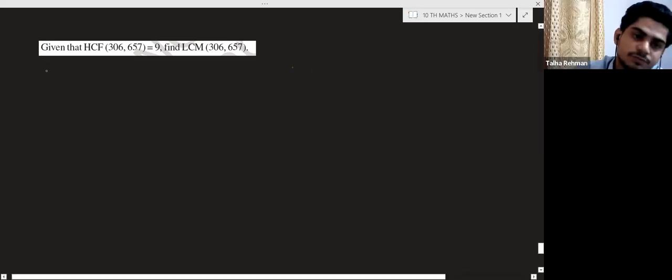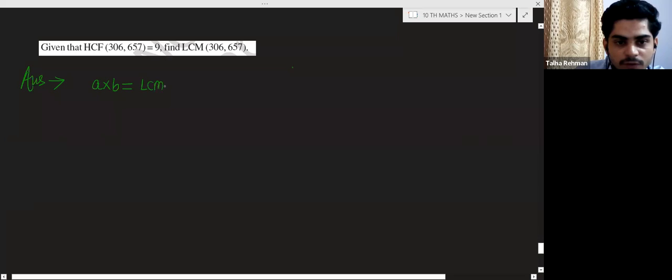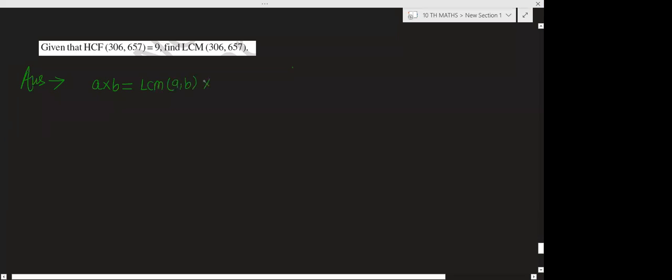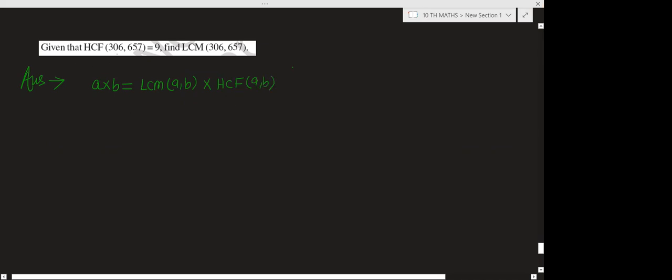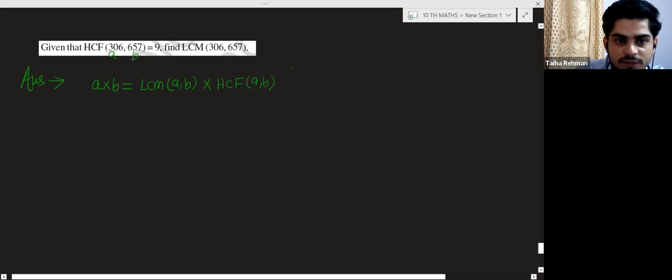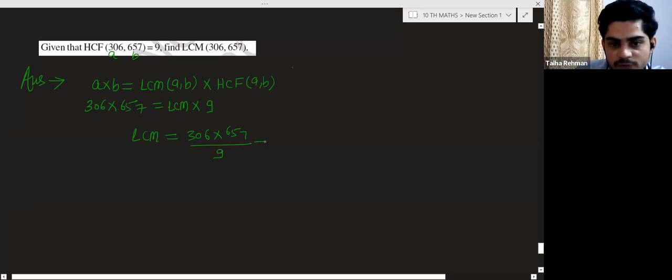So I am solving this question. We have a formula: A into B equals LCM of A and B multiplied by HCF of A and B. So I am considering this as A and this as B. So A is 306 and B is 657. And I have to find the LCM, and HCF is given as 9. So this will be 306 into 657 divided by 9. Azaan, please solve this and tell me the answer.